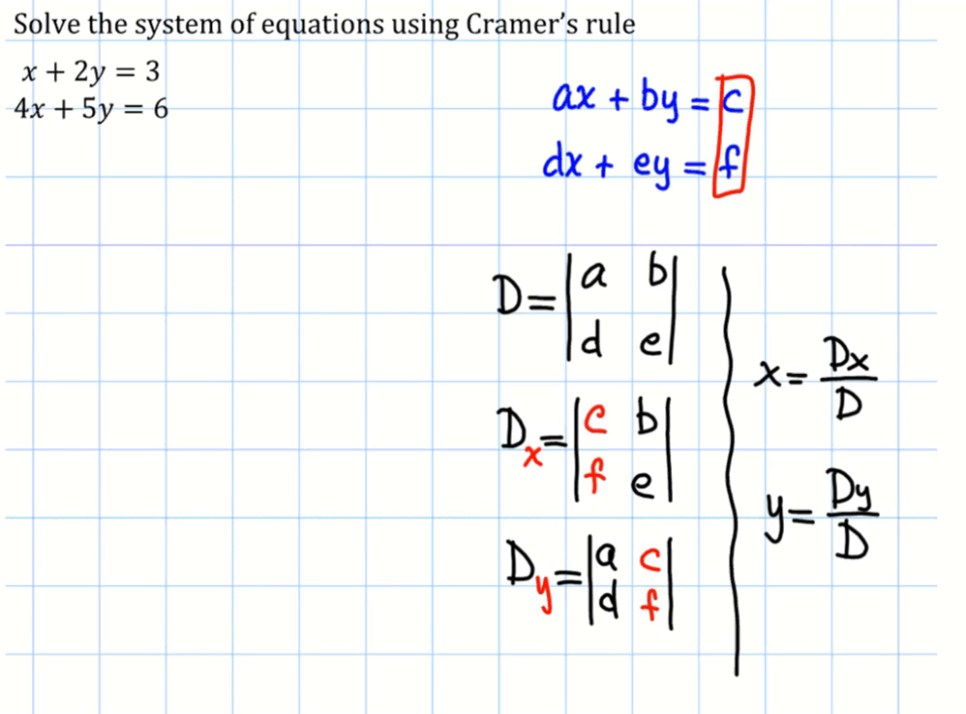Solve the system of equations using Cramer's rule. If we go over to the right here, we have two equations, and they're going to be in the format of ax plus by equals c, and dx plus ey is equal to f. So I'm going to write over this so that you can visualize the coefficients and what the values are.